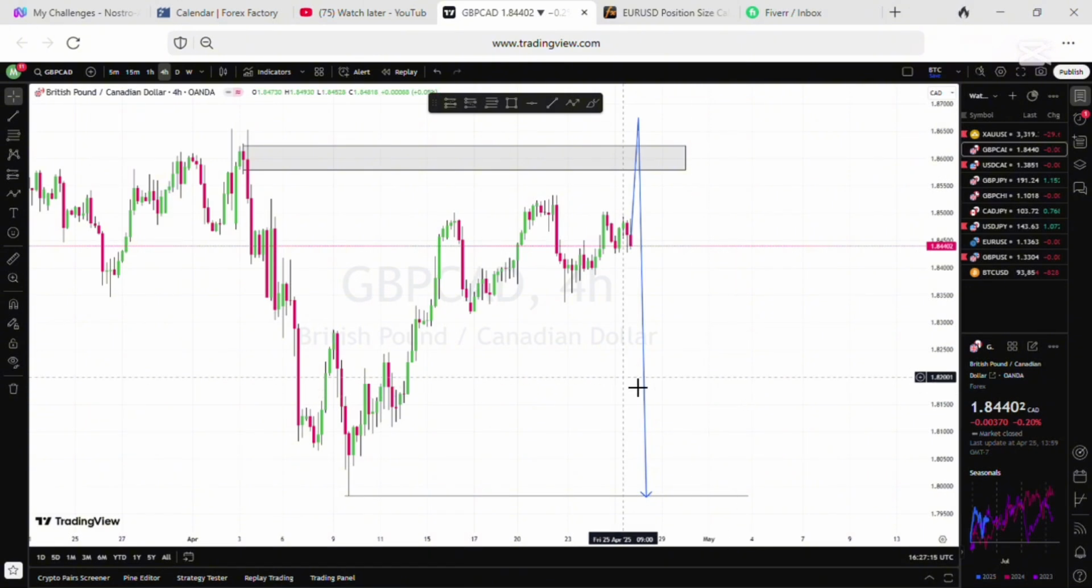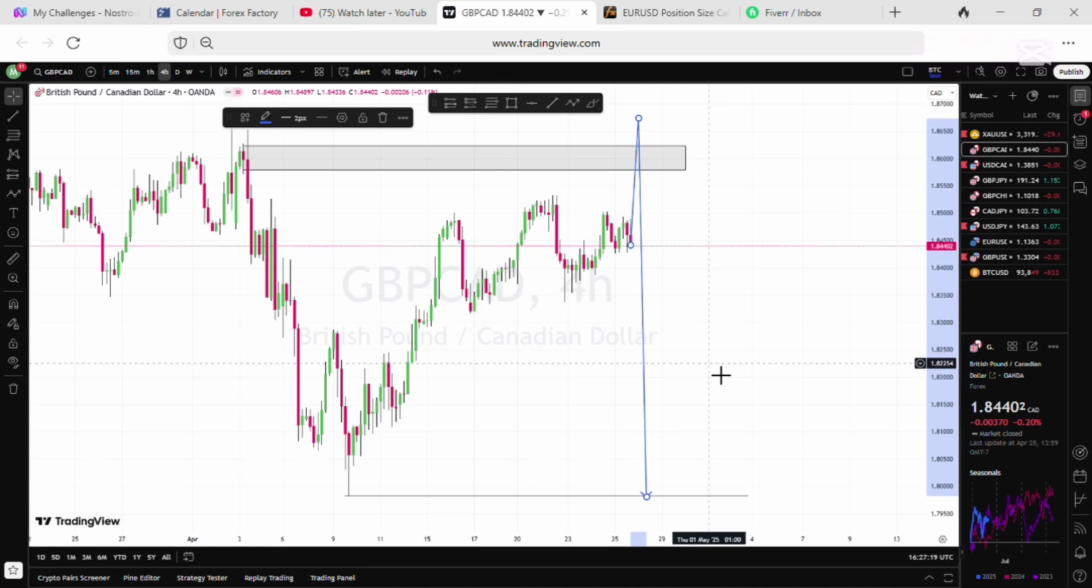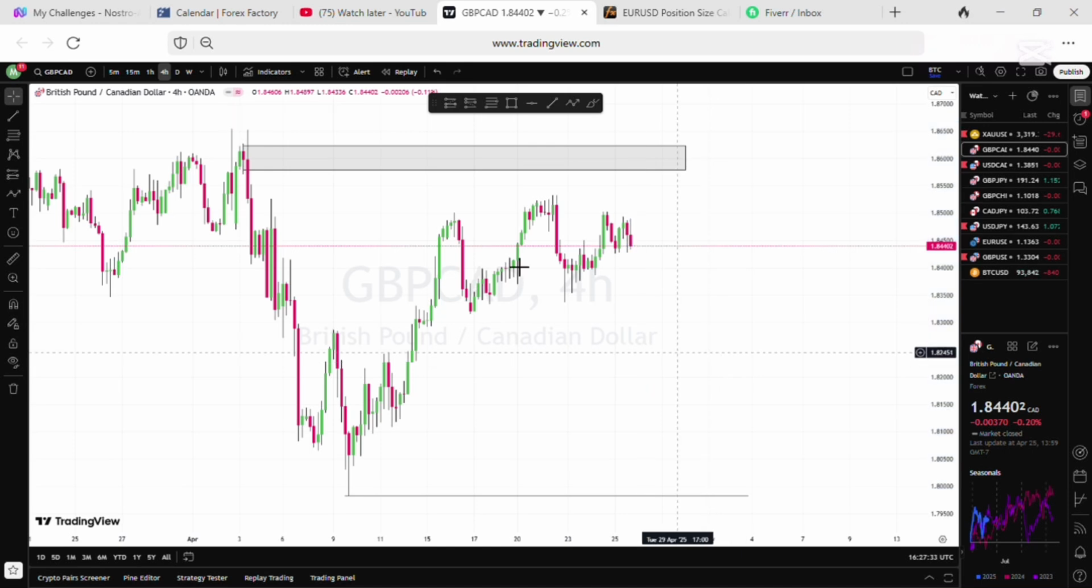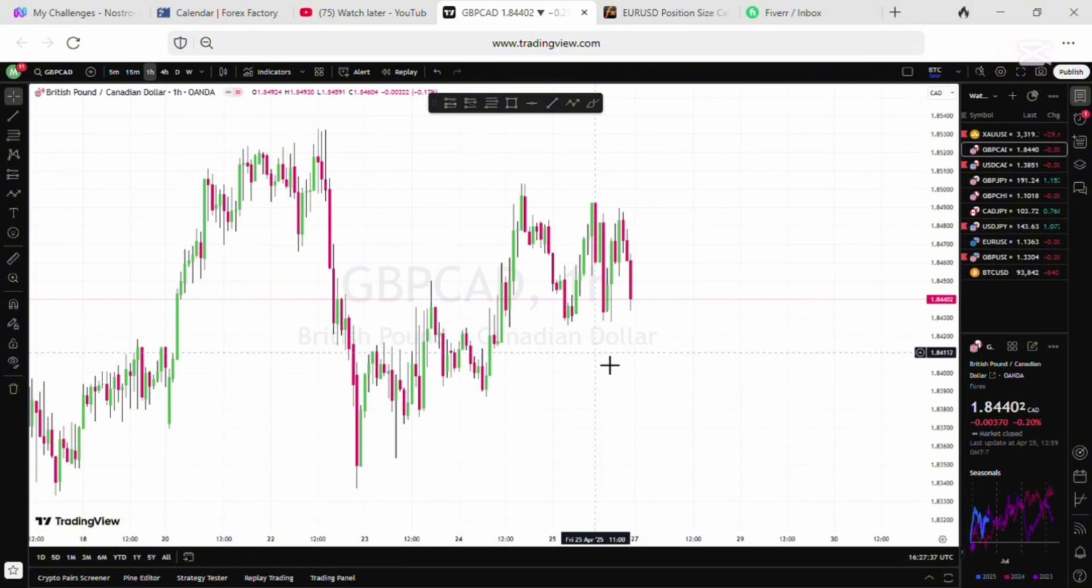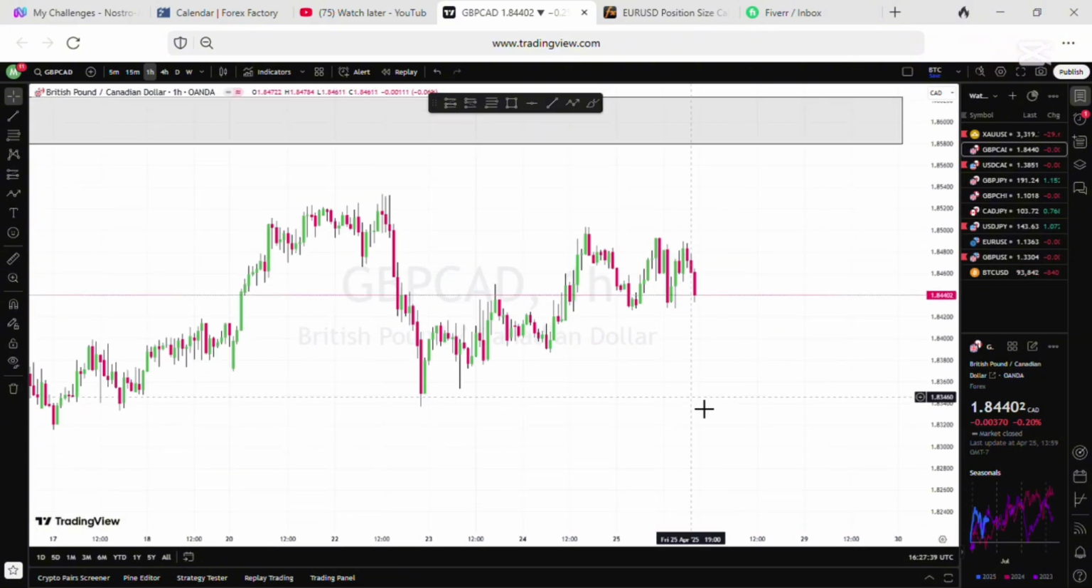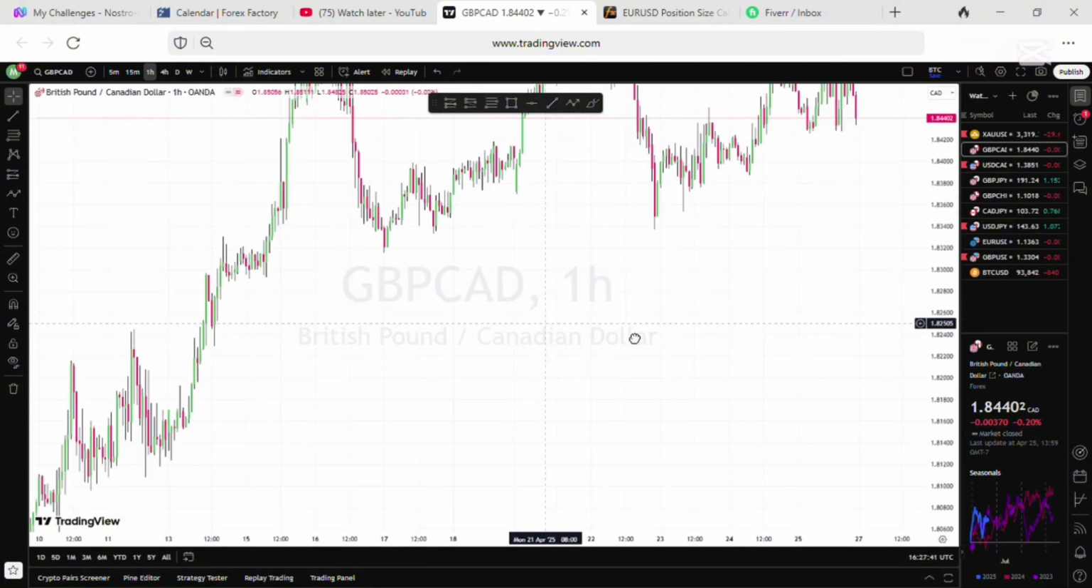But this is somehow like an unrealistic target, because it's very hard to achieve. But in trading you have to set something that is realistic, something that is expectable. So let's go down to the 1 hour time frame and see what we can target and all of that.